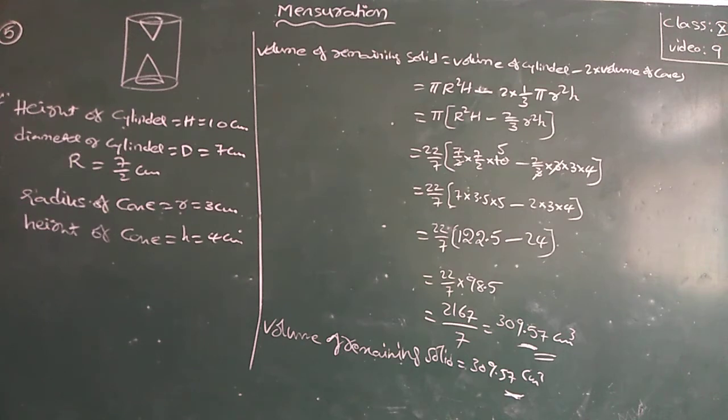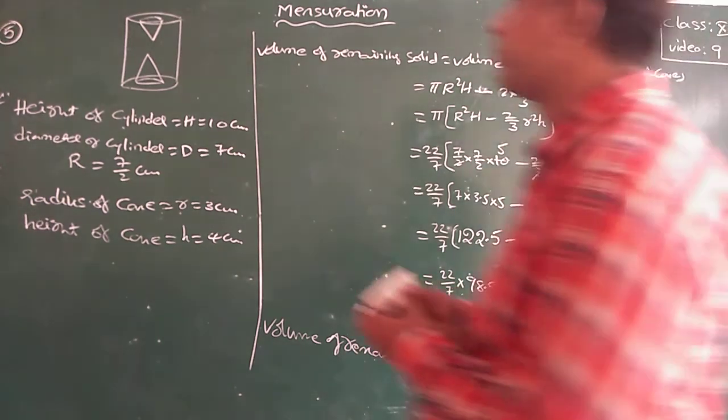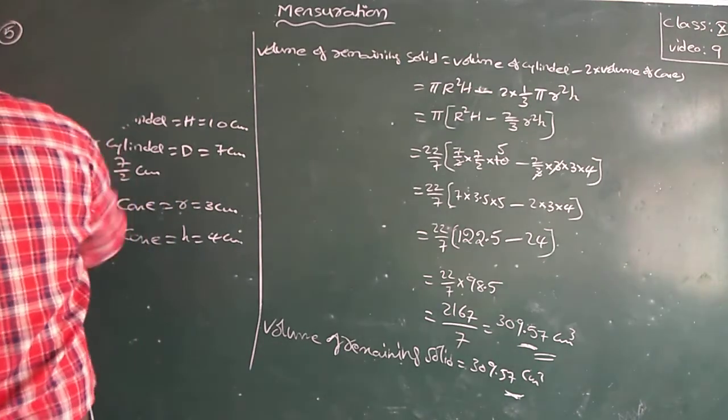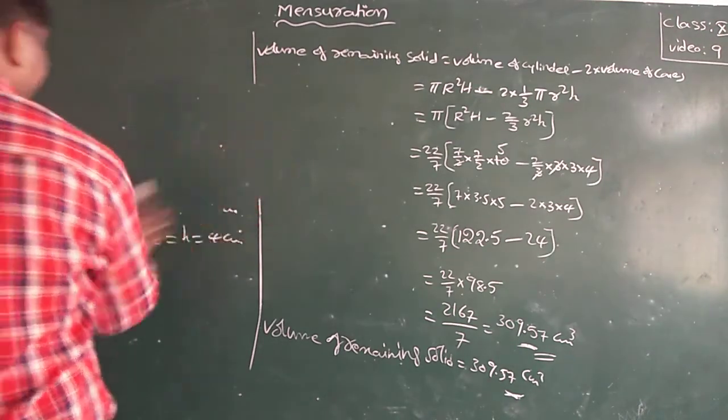3.5 only. Okay. Now 7 into 5 into 3.5. 35 into 3.5 is 122.5. That is 24. 122.5 minus 24 is 98.5. Cancel it. You will get 309.57 cubic centimeters. This is your fifth question. Same model, sixth question is there.